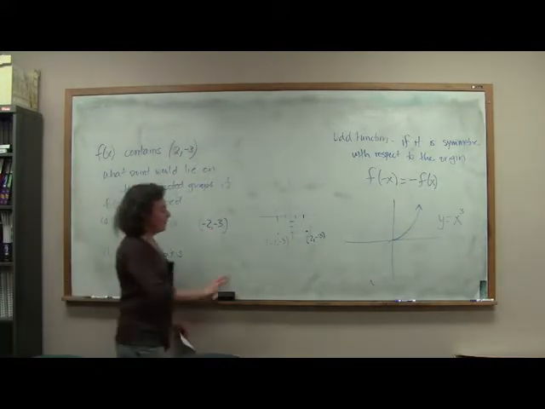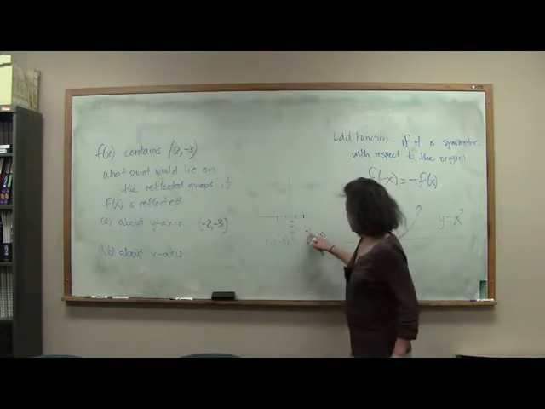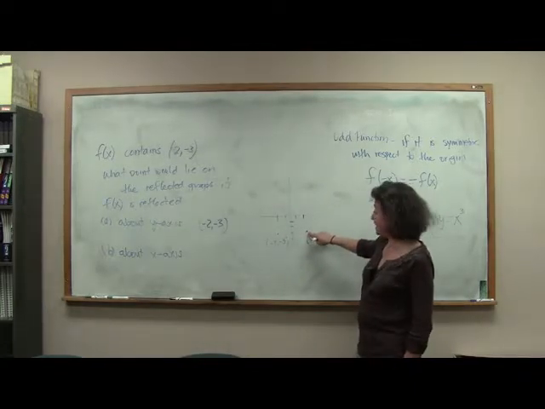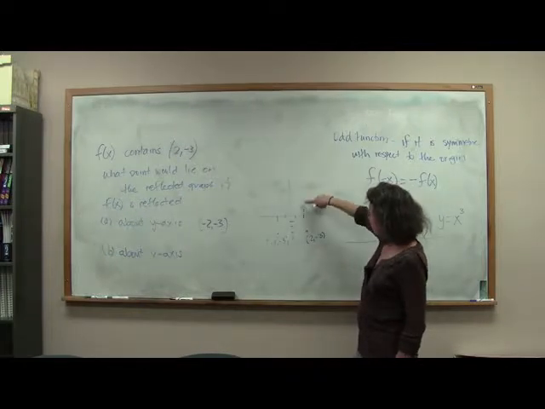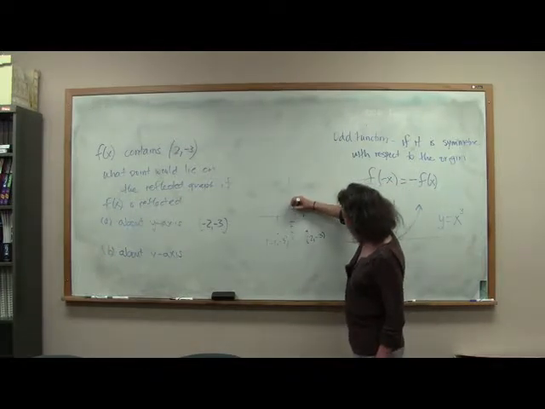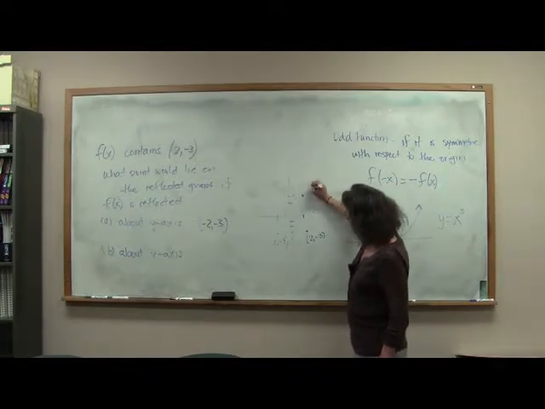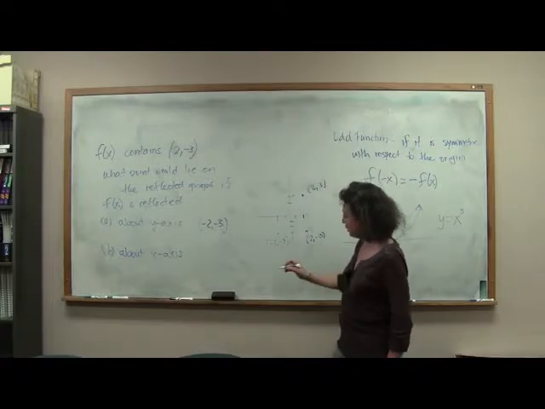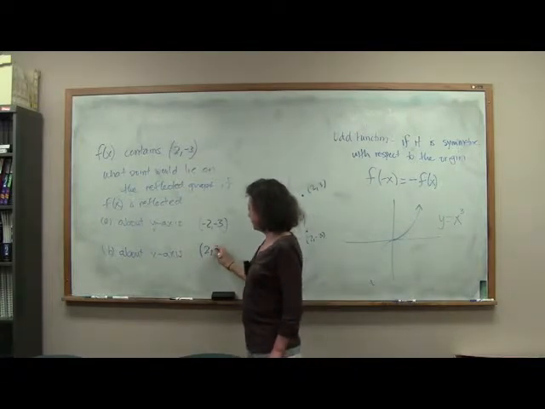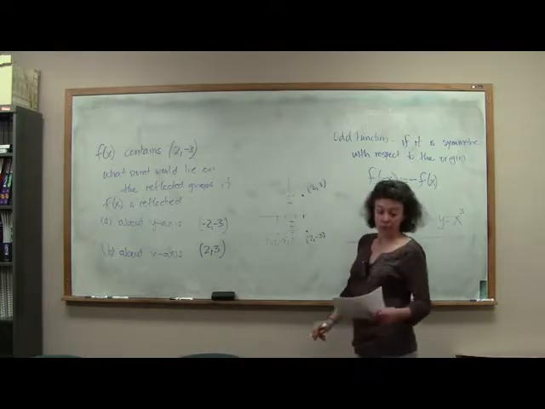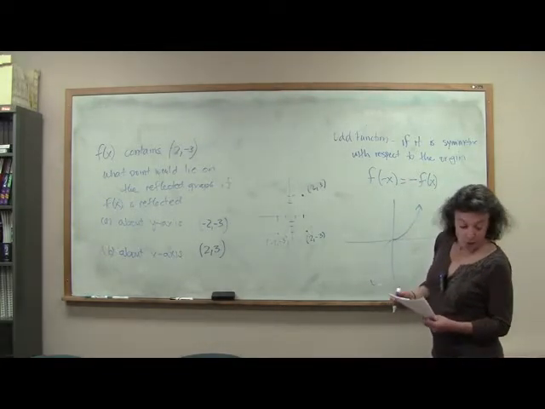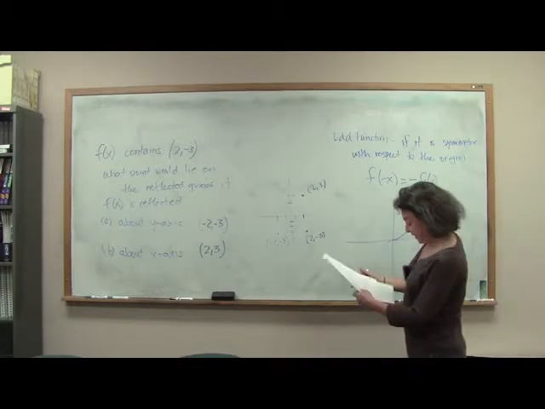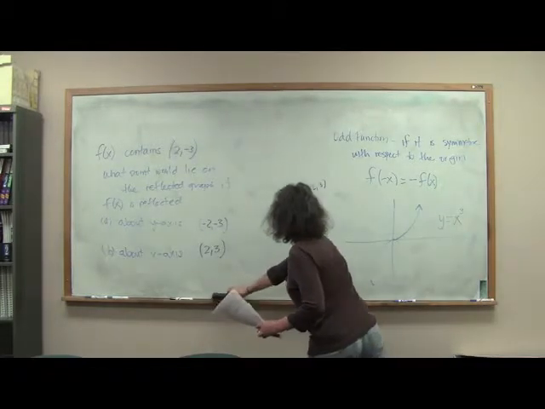Okay, now what if we took this point and instead we reflected it about our x-axis? Here's our x-axis. So notice here my x value is staying the same. It's my y value that's changing. So now we're at the point 2, 3. Okay, let's take this example then.